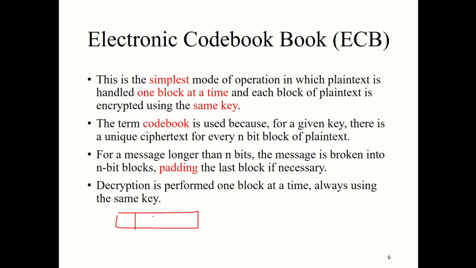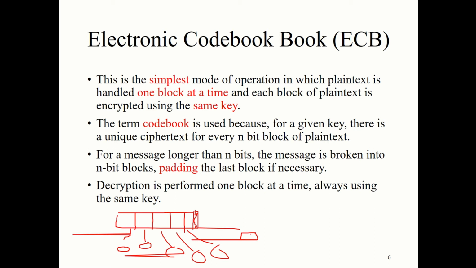So for example, you have this text and you split it into 64-bit blocks. This is 64-bit, this is 64-bit, and so on. But the last one is very small, less than 64 bits. So what you do is padding: add 0s and 1s to the end to make it 64-bit, because it's less than 64 bits. That's what happens exactly.